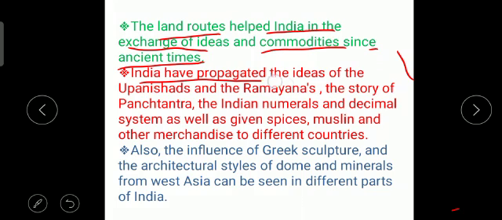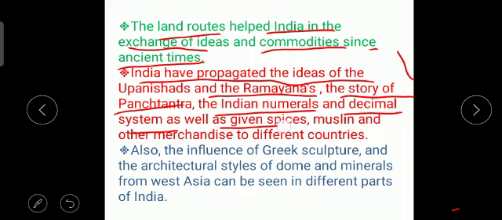India has propagated the ideas of the Upanishads and the Ramayana, the stories of the Panchatantra, the Indian numerals and the decimal system, as well as given spices, muslin and merchandise to different countries. From ancient times, India has been trading with other countries as well as propagating its ideas to them. India exchanges its ideas, and like this, other countries also exchange ideas with India.